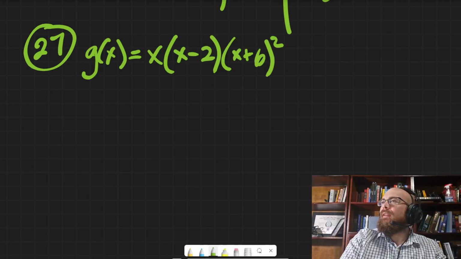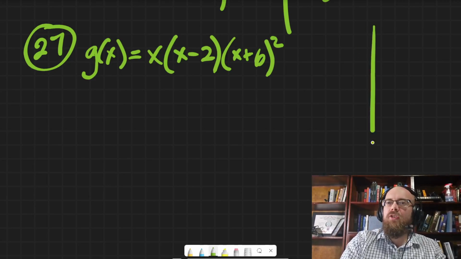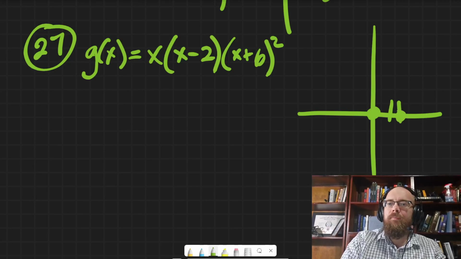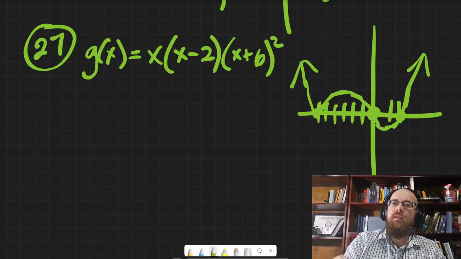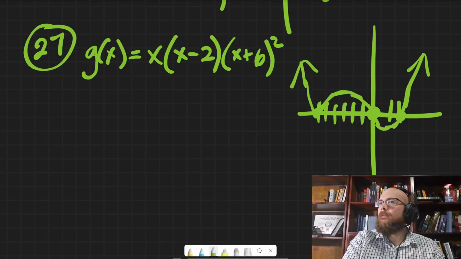So then we know all the x-intercepts. This function would have one right there, and then at 2, and at negative 6, and that's squared, and that's a degree of 4. It bounces off of that one, and it's going to cross through the other two. So that's a rough sketch of what the graph would look like.